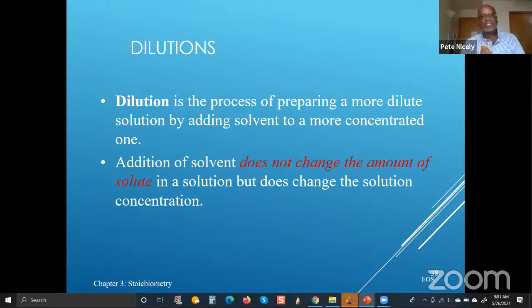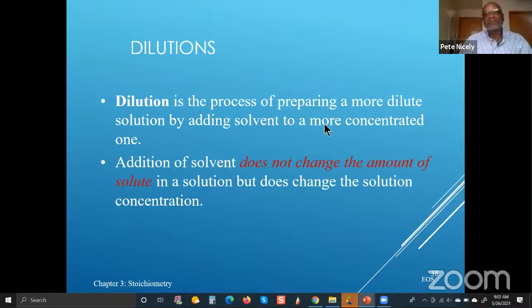All right. So we're going to continue our discussion, and actually we're going to complete chapter 3 and move on to chapter 4 today. One of the last things we're going to discuss in this chapter is the concept of dilutions. Now, as stated here, dilution is a simple process of increasing the volume of a solvent in a solution by adding more of the solvent to it.